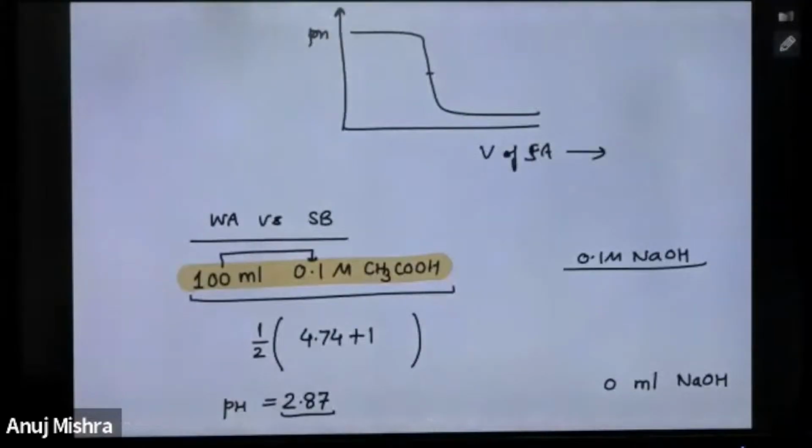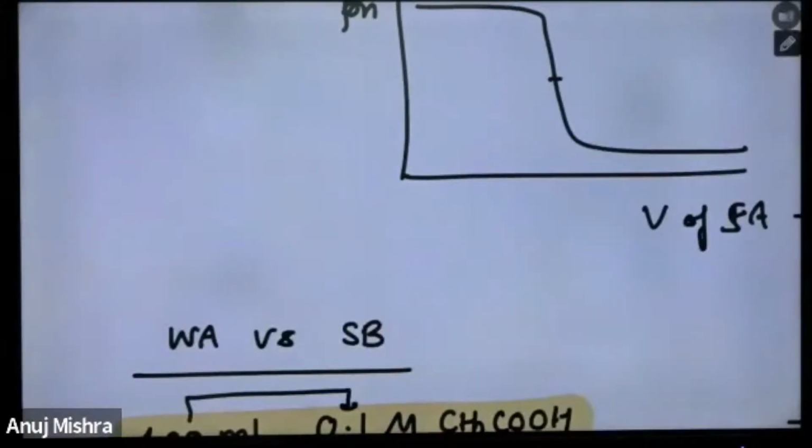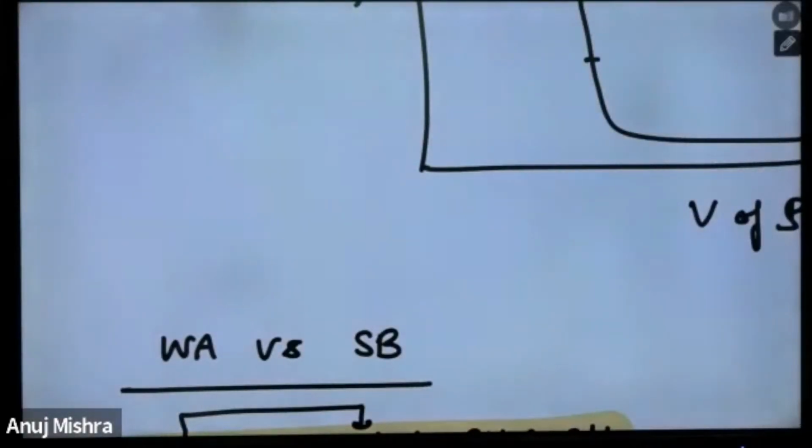Now write on the heading, weak acid with strong base case. Weak acid versus strong base case. Case number 3. Case number 1 is done, strong acid, strong base. Case number 2, strong base versus strong acid. Case number 3, weak acid versus strong base. So write on the heading, weak acid versus strong base.